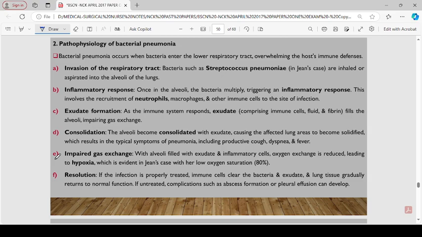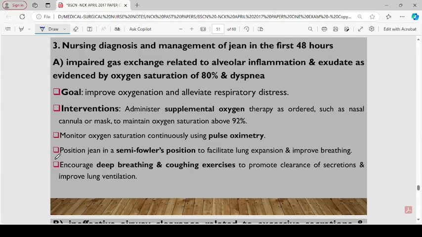Pathophysiology of bacterial pneumonia, we have invasion of the respiratory tract by the bacteria, right? That is the Streptococcus pneumoniae. Then it will cause an inflammatory response that leads to exudate formation, leading to consolidation, right? Consolidation, and then you have impaired gaseous exchange and possibly resolution.